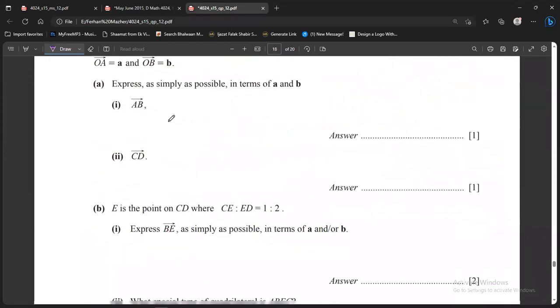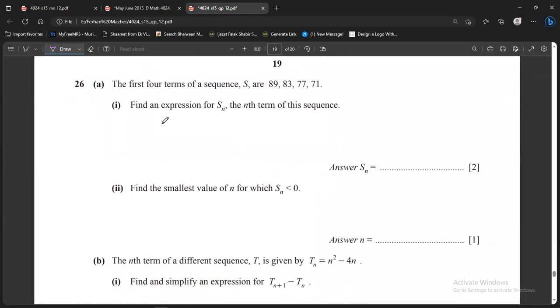It's a little heavy question. He says the first 4 terms of a sequence are 89, 83, 77, 71. Find an expression for the nth term of this sequence. So a decrease of 6. Again, a decrease of 6. Again, a decrease of 6. Sorry, I'm saying 7. I mean minus 6.